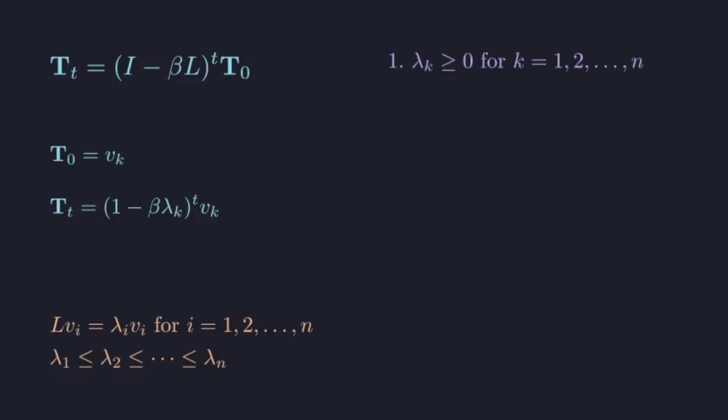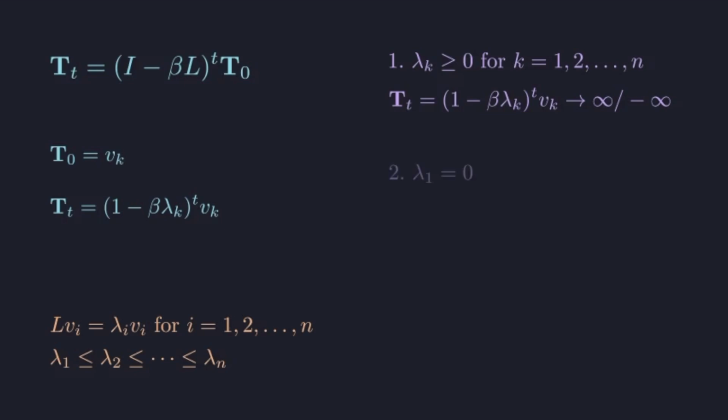To see this, note that if the initial condition is the eigenvector Vk, then our solution is as follows. If lambda k is negative, then the term in the brackets is more than 1 because beta is positive. This means that the temperatures of the vertices keep increasing in magnitude as time goes on. However, this clearly defies our intuition for heat flow. We expect the temperatures to settle to some finite value after a long time. So lambda k indeed is non-negative.